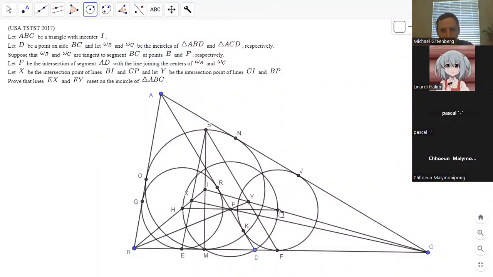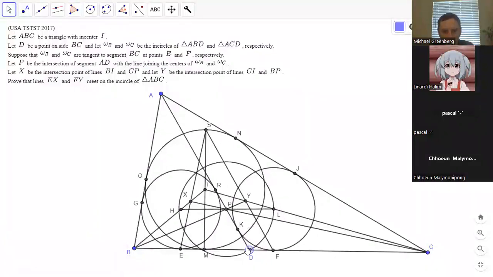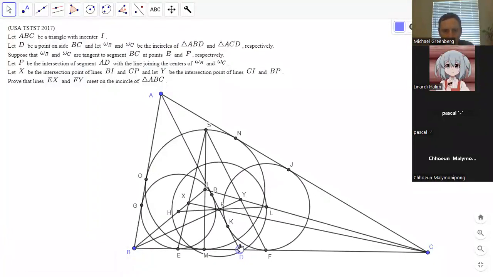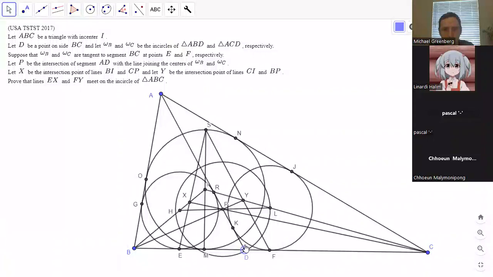Oh, that's really interesting. This looks like a 9-point circle, or could this be a 9-point circle? No, because H is not a midpoint. But yeah, this is, let's see. Oh no, H and L don't. DMHL is not cyclic. I got tricked.